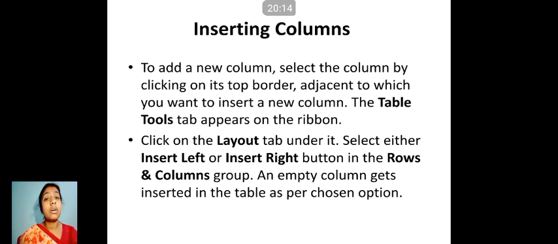If we have to insert a column in our table, then the steps we have to follow are: first, to add a new column, select the column by clicking on the top border. We have seen how to select a column. Select the column by clicking on its top border, adjacent to which you want to insert a new column. Adjacent means either on the left side or the right side of that particular column, whichever you want to insert.